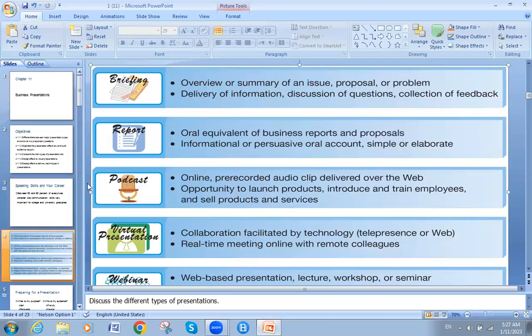Second is the report, the oral equivalent of business reports and proposals. It is an informational or persuasive oral account, simple or elaborate. Those are the types of reports here: oral reports and proposals.